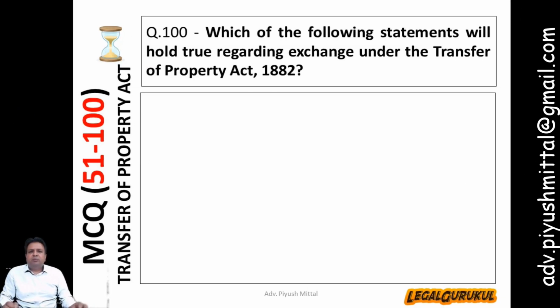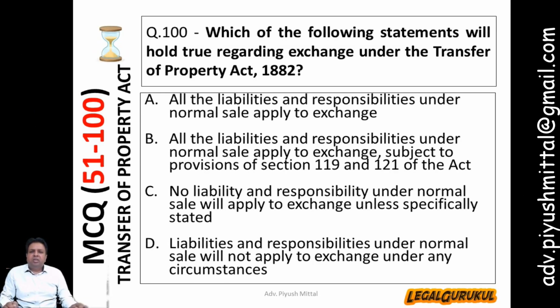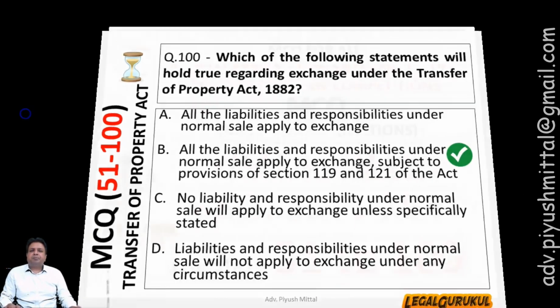Question number 100. Which of the following statements will hold true regarding exchange under the Transfer of Property Act 1882? Option A. All the liabilities and responsibilities under normal sale apply to exchange. B. All the liabilities and responsibilities under normal sale apply to exchange subject to provisions of section 119 and 121 of the Act. C. No liability and responsibility under normal sale will apply to exchange unless specifically stated. D. Liabilities and responsibilities under normal sale will not apply to exchange under any circumstances. And the correct answer is B.